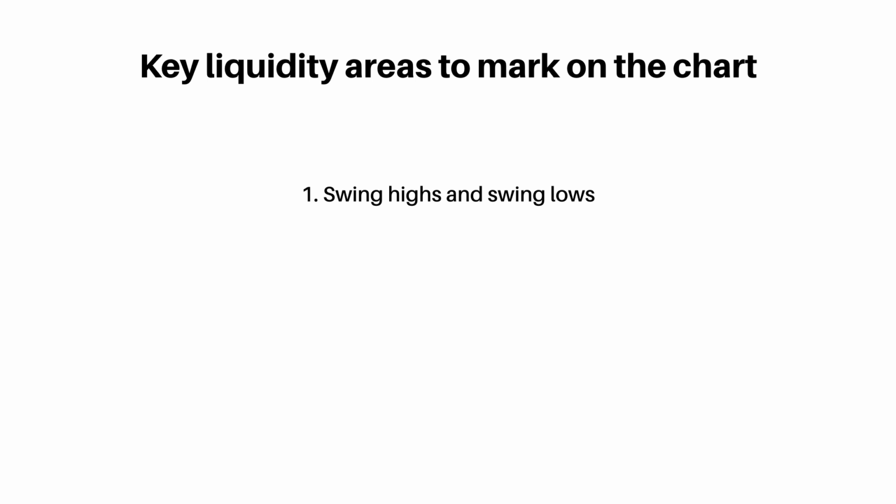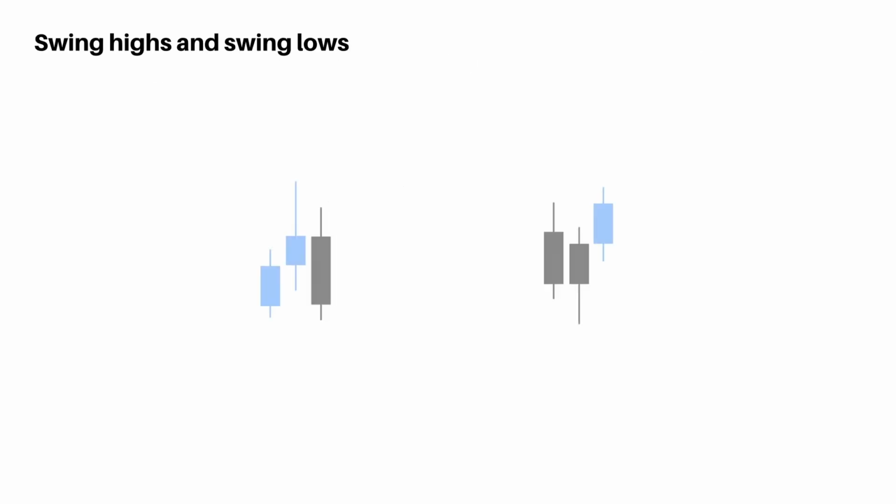The first type is swing highs and swing lows. Swings are price turning points where three candles form a specific pattern. A swing high occurs when the middle candle makes a higher high than the candles on both sides. A swing low occurs when the middle candle makes a lower low than the candles on both sides. The pattern is only confirmed once the third candle closes.